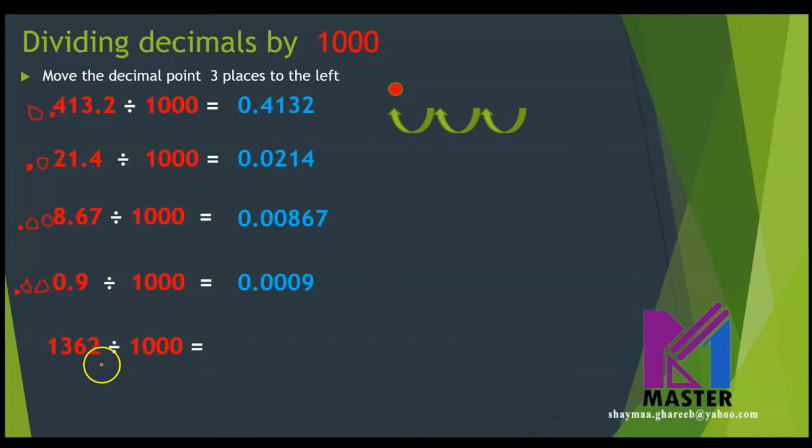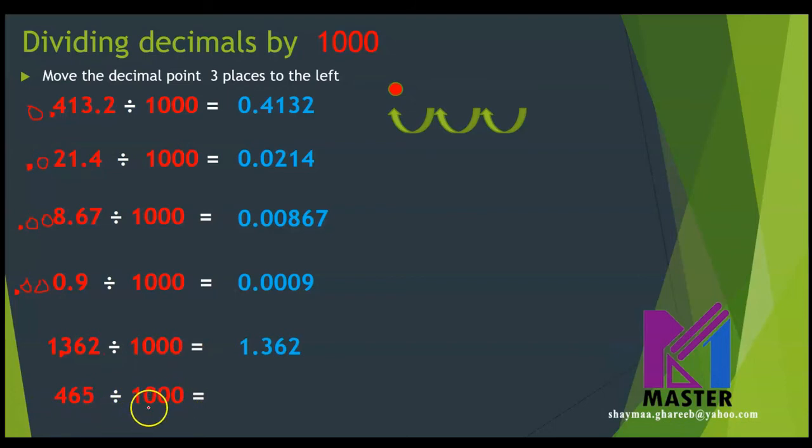1362, this is a whole number, and we said there is a decimal point after the ones place. We don't write it when we write whole numbers. So if we imagine that there is a decimal point here, and we are going to move it 3 places, 1, 2, 3. Or we said also we can just add a decimal point after 3 places, and we start to count the places from the right: 1, 2, 3, then I will add the decimal point here between the 1 and the 3. So the answer will be 1.362.